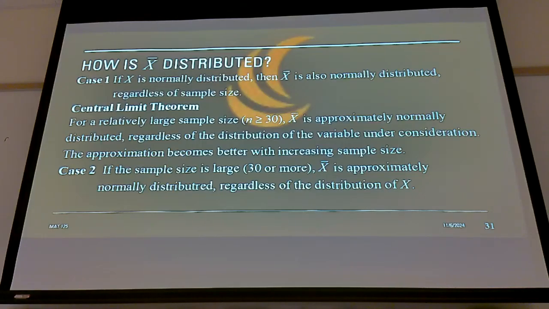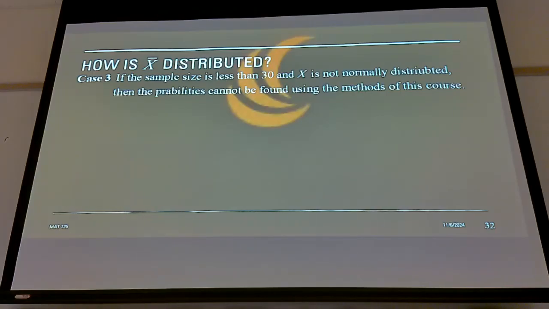The final case is your sample size is less than 30. If x is not normally distributed, then x bar cannot be approximated as a normal distribution. And so we cannot examine it using the methods of this course. I think Stat 2 goes into it. It's sampling theory, specifically small sample theory. I think that's Stat 2.